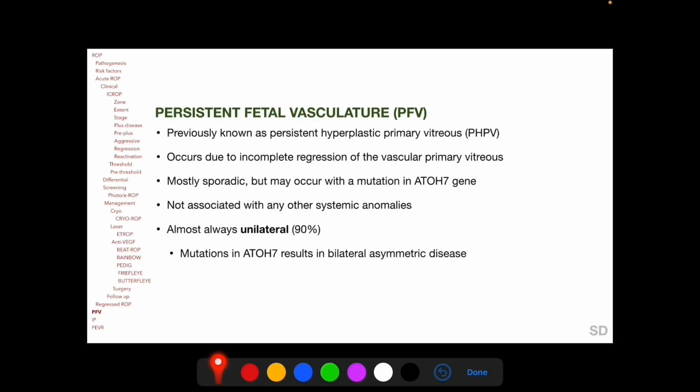Now we'll briefly discuss the other entities which clinically resemble ROP, and we'll discuss Coats disease in the next session. Persistent fetal vasculature, or PFV, was previously known as persistent hyperplastic primary vitreous, and it occurs due to incomplete regression of the vascular primary vitreous. PFV is mostly sporadic but rarely may occur with a mutation in the ATOH7 gene. It is not associated with any other systemic anomalies, and what is important, unlike ROP, it is almost always unilateral, except those cases related to genetic mutations which have bilateral asymmetric disease.